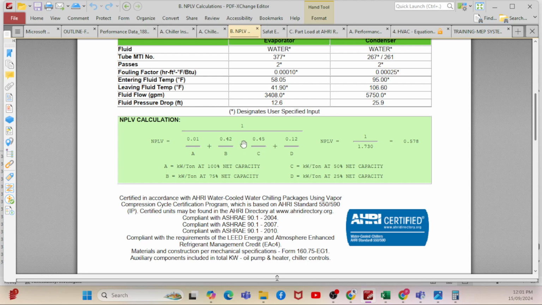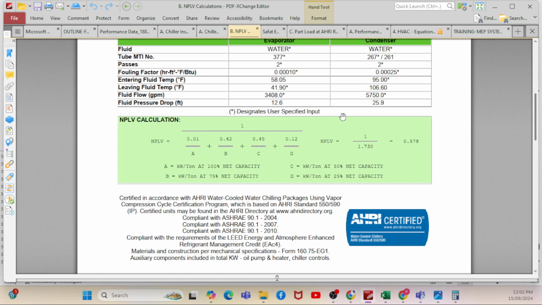Okay, to calculate the NPLV or IPLV, this is the formula we have seen last week: 0.01 divided by A plus 0.42 divided by B plus 0.45 divided by C plus 0.12 divided by D. So we understand what the reason is, right? 100% load, the chiller will be working only 1% of the entire period. And 42% of the entire period it will be working at 75%. 45% of the entire period it will be working at 50%, and 12% of the period it will be working at 25%. So that is why these values came across.